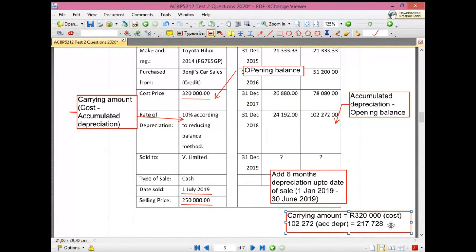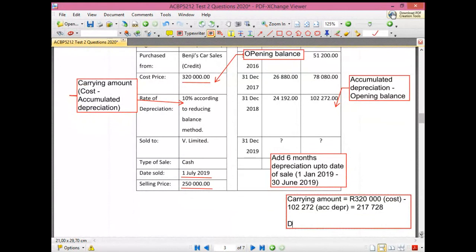Now, because we're using the reducing balance method, our depreciation for that period would then be the 217,728. We would multiply with the 10% per the table. And we said we only had that vehicle for 6 months in that 12-month period. So that means an additional depreciation amount of 10,886 Rand and 40 cents would need to be accounted for.